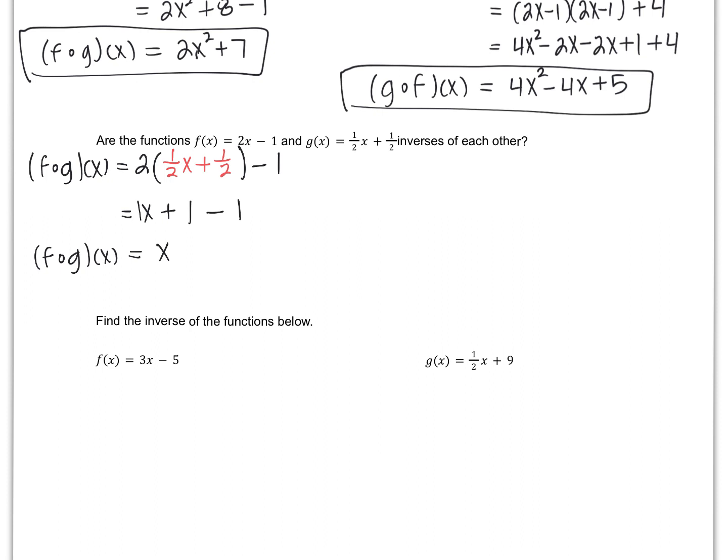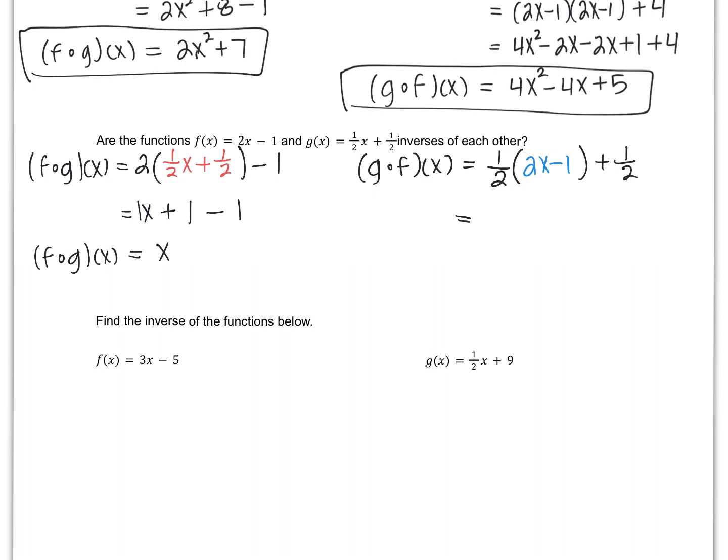However, I still have to check the second composition. Checking just f of g of x is not enough to say whether or not the two functions are inverses of each other. So when I'm checking g of f of x, I start off with my function g, which is 1/2. And then instead of x, I'm going to have my equation f, which is 2x minus 1. And then outside the parentheses, we still have the plus 1/2.